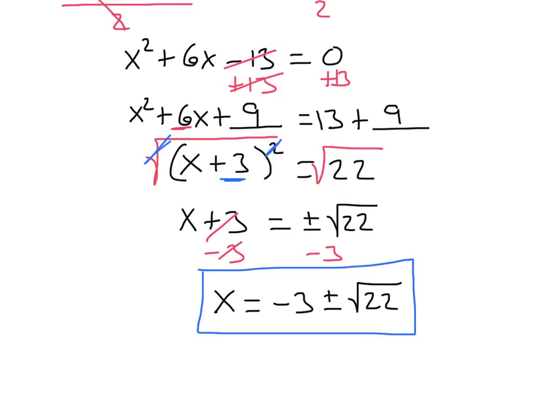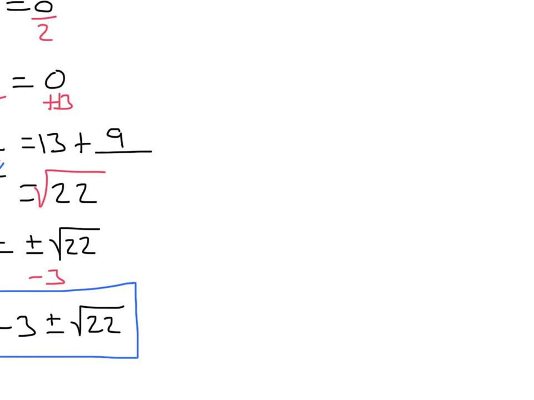Okay, last thing I want to leave you with here. Notice how this answer is written, because I have a square root that can't be simplified, so it stays the square root of 22. I have to leave my answer this way. This is considered simplified: negative 3 plus and minus the square root of 22. But what if my answer was x equals 4 plus and minus the square root of 25?